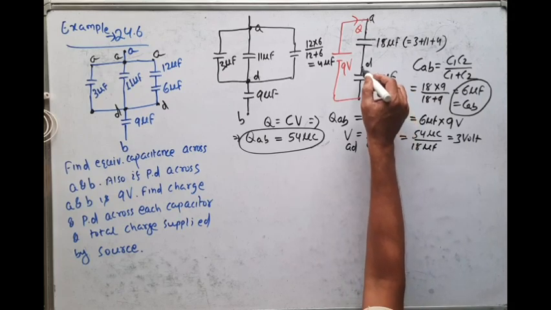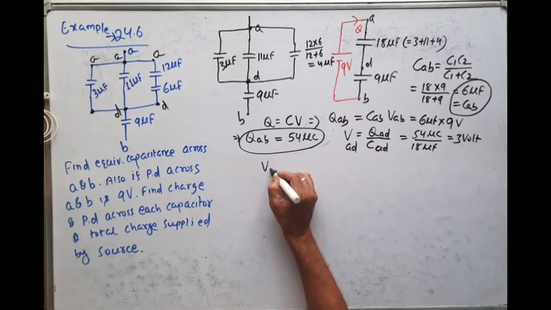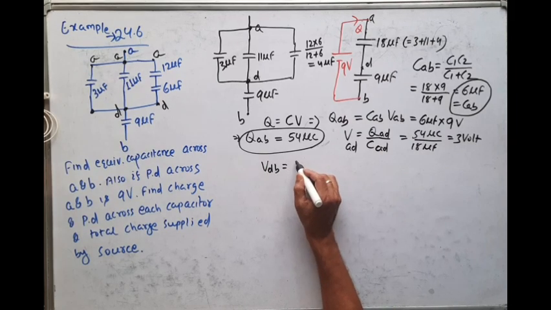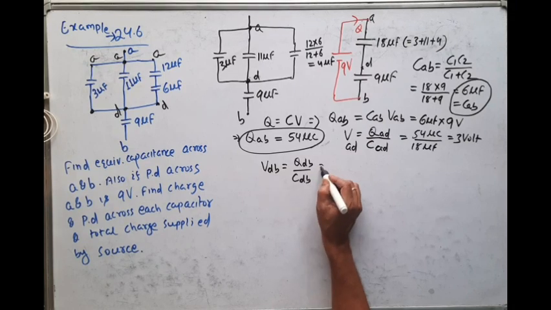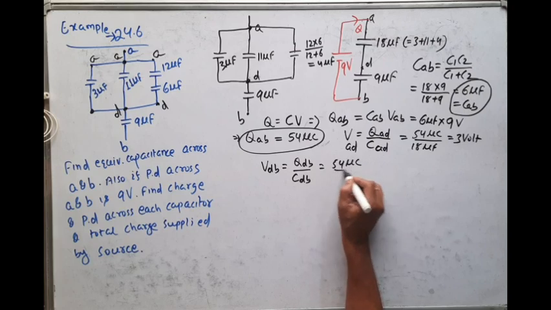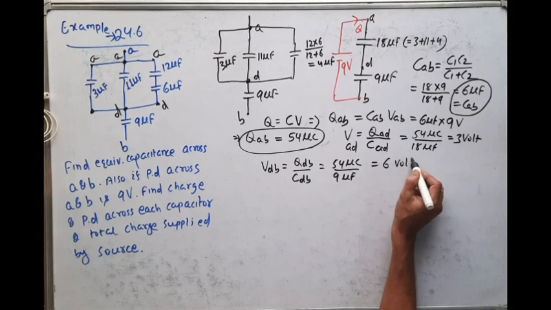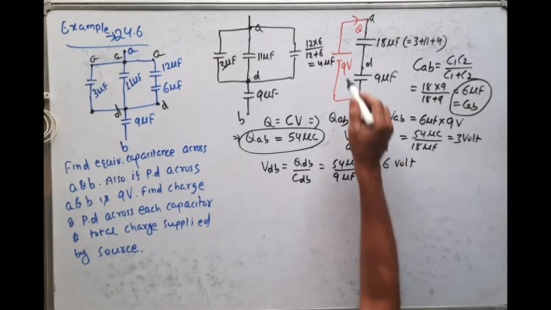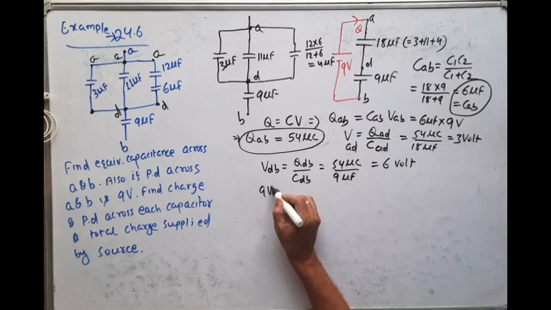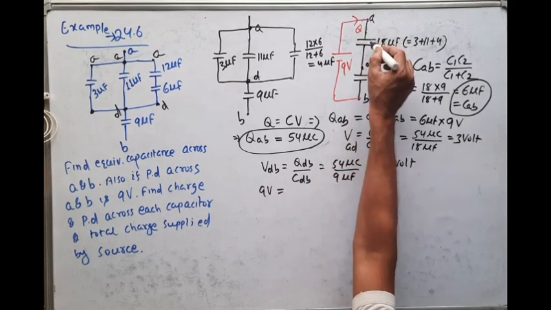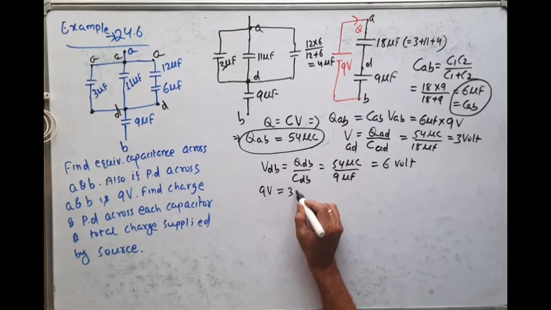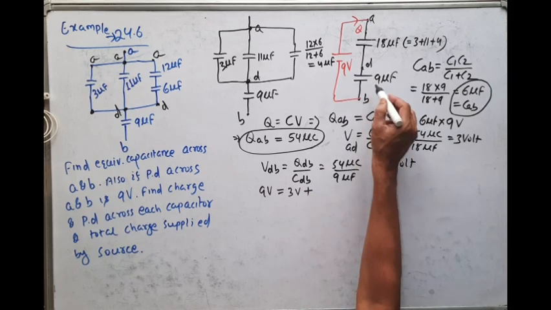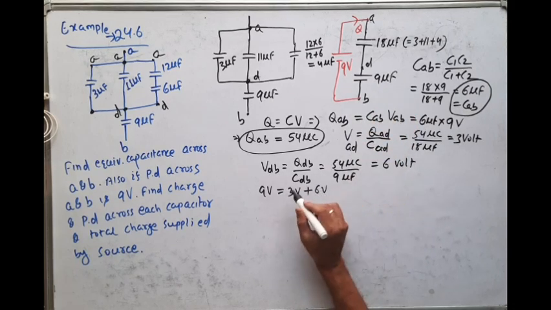Okay. Then what is voltage across D and B? Voltage across D and B is equal to, similarly, charge across DB by capacitance across DB. Charge is 54 microcoulomb divided by capacitance 9 microfarad. So that is equal to 6 volt. Just cross check whether it is correct or not, because the total supplied voltage is equal to 9 volt. So this 9 volt is equal to voltage across this plus voltage across this. Already voltage across 18 microfarad we have got 3 volt. So definitely voltage across this will be 6 volt. 6 plus 3 is equal to 9.